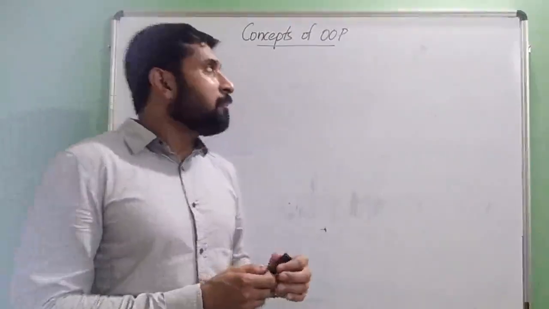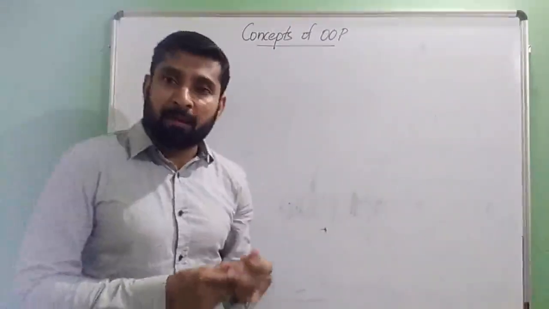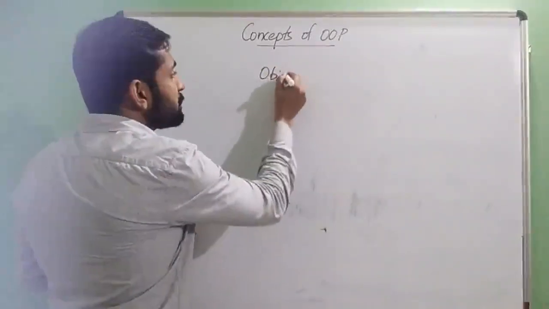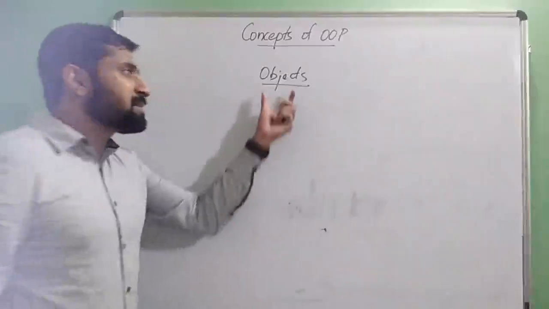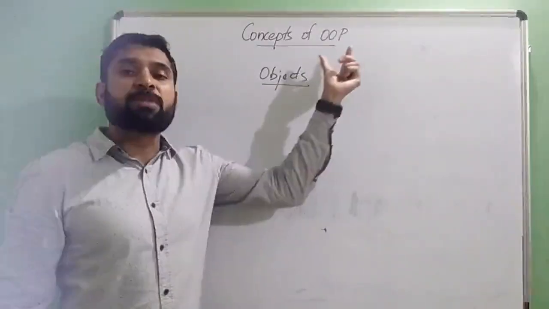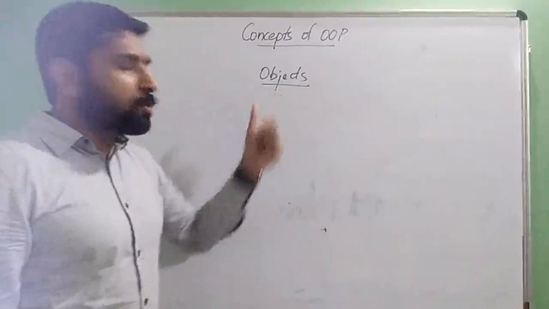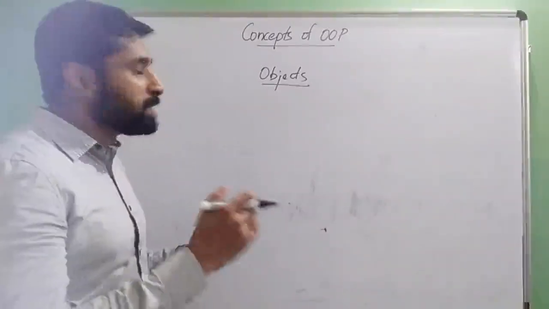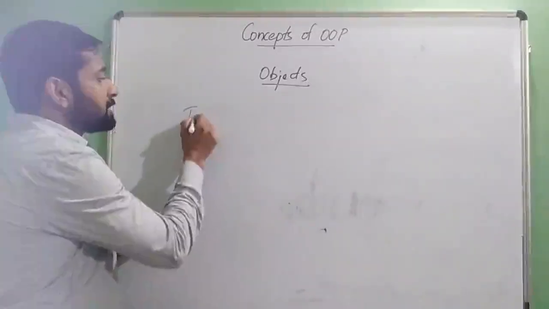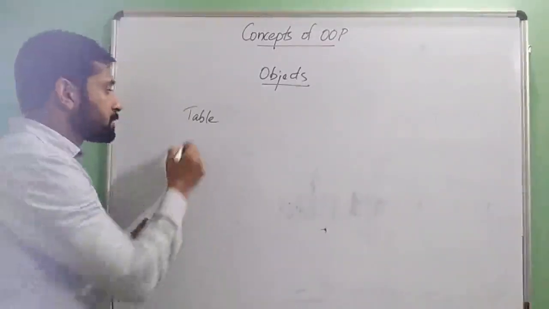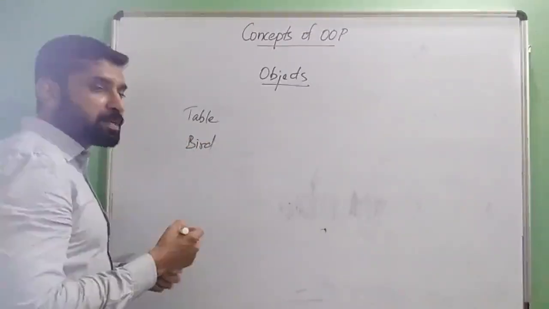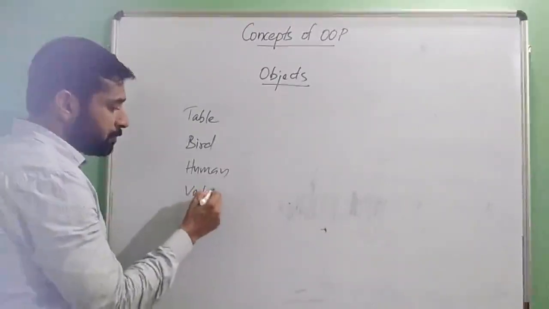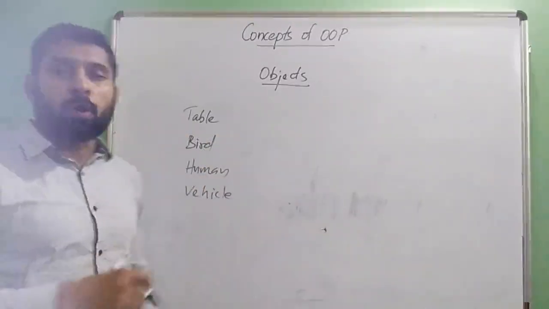So here, everything in object-oriented programming is based on objects. This is the basic building block of object-oriented programs. So what is an object? It is similar to the objects that we see. A table is an object. A bird is an object. A human is an object. A vehicle. All these are objects.